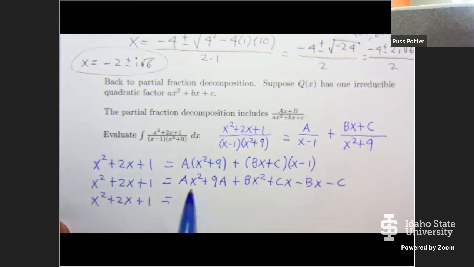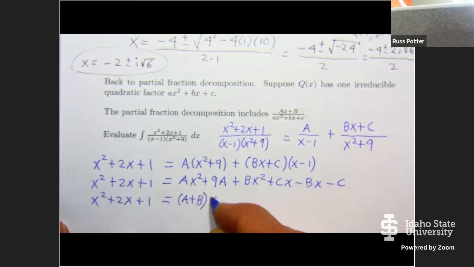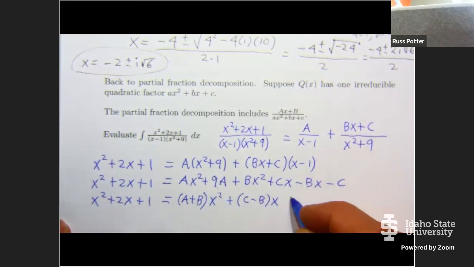So we'll combine like terms. Ax squared plus bx squared is a plus b times, in quantity, x squared. And then the x terms, cx minus bx, we'll write that as the quantity c minus b times x. And then the constant, 9a minus c, so plus 9a minus c.